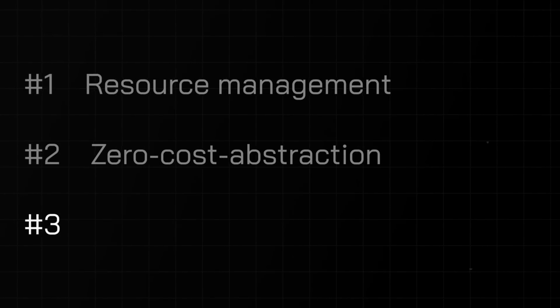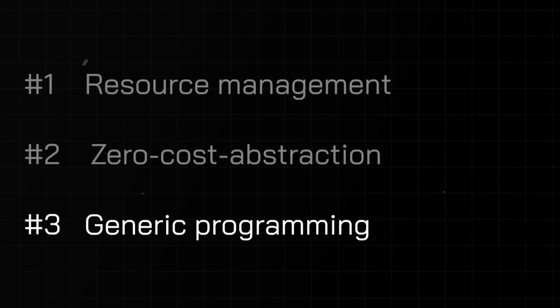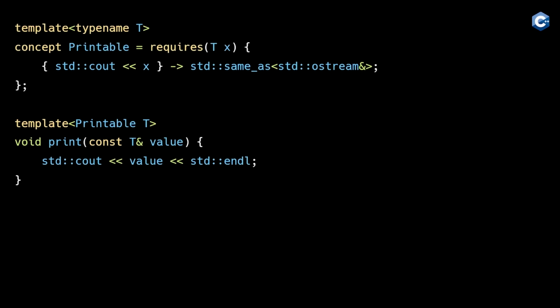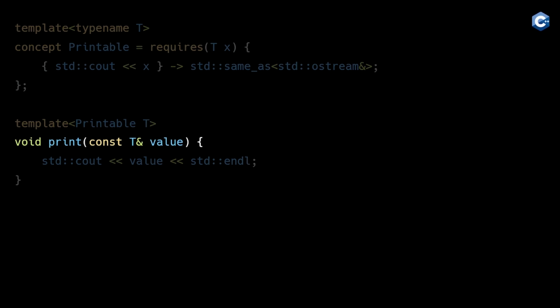The third feature Rust stole from C++ is generic programming. In C++, generic programming is implemented through templates. Templates allow you to write code that works with any data type, providing flexibility and reusability. This template function called print takes a single parameter of generic type T. The generic is also constrained by the printable concept.